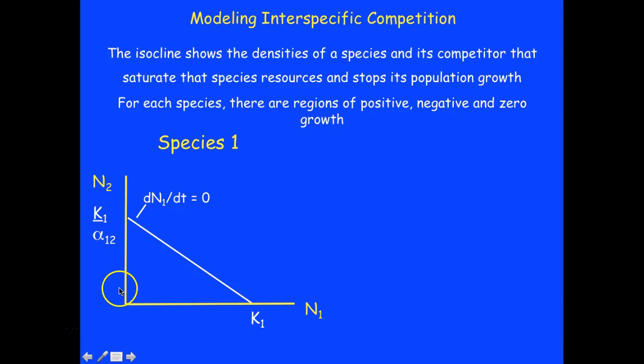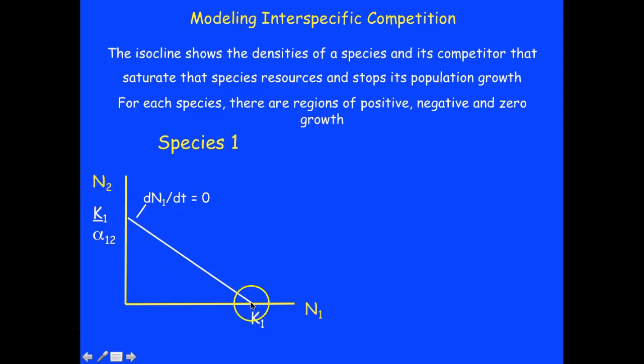And so using the carrying capacities and the alphas, so the competition coefficients for the two species, you can plot the endpoints of this no-growth isocline. So remember K1, that's the carrying capacity of species 1, and K1 over alpha 1,2 is essentially the conversion for how many individuals of species 1 could be carried in the carrying capacity of species 2.